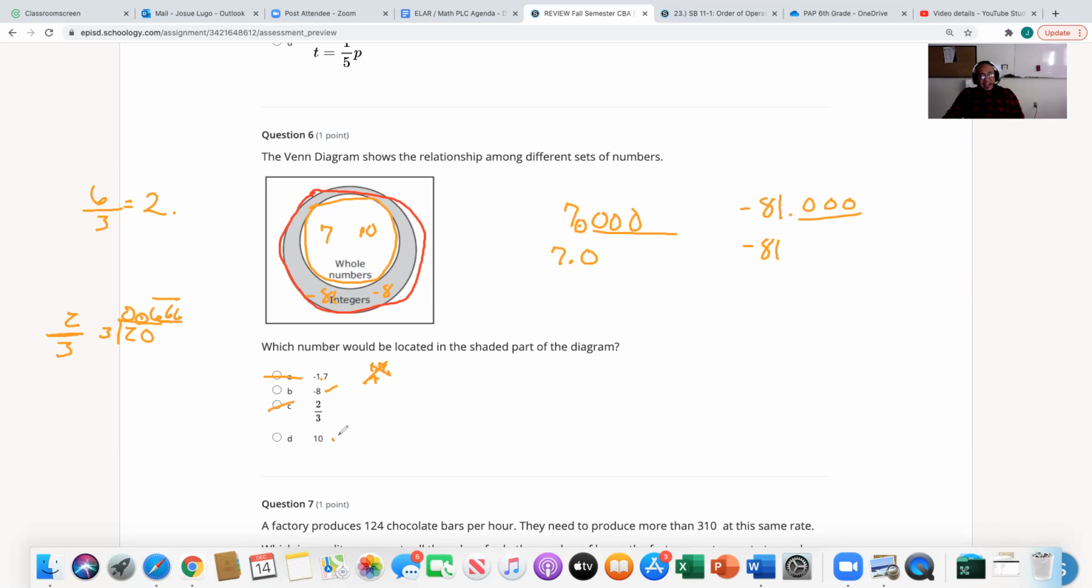And 10 is an integer. However, it's a special integer. It's a whole number. So it wouldn't be in this shaded portion. It would be inside of that shaded portion. So ladies and gentlemen, the one that makes the most sense is B. Remember, integers, we have negative integers, and then we have whole numbers, which are the positive integers. And that's pretty much it. Here was asking what is an integer that is not a whole number. The only one that really fit that description was B, which is -8.